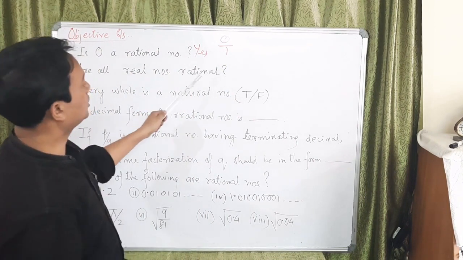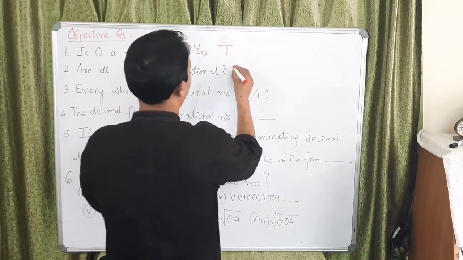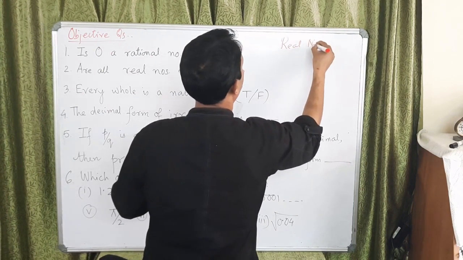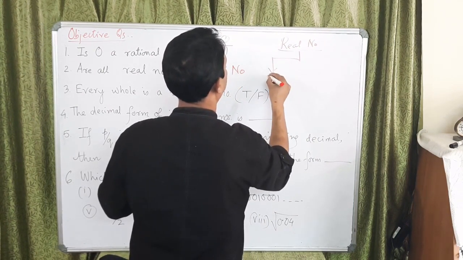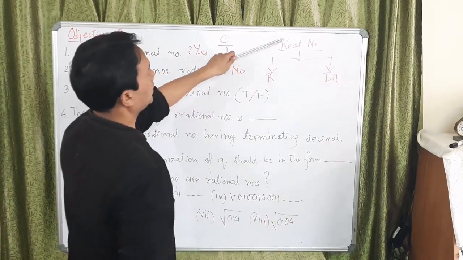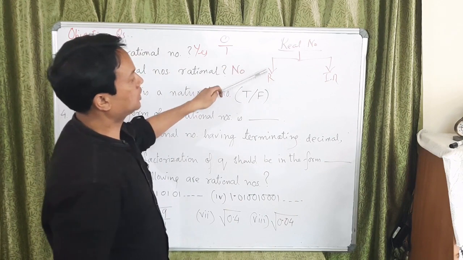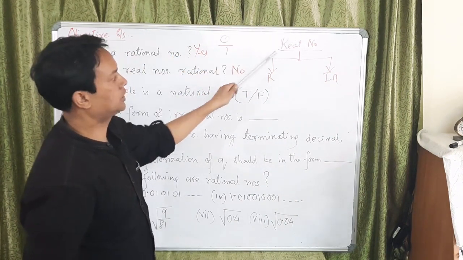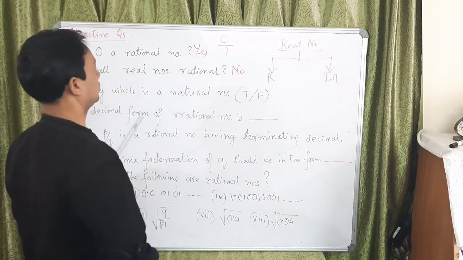Are all real numbers rational? No. Why not? Because under real numbers, we have rational as well as irrational. So all real numbers are not rationals. All rationals are real, but all reals are not rational. Some reals are irrational also.